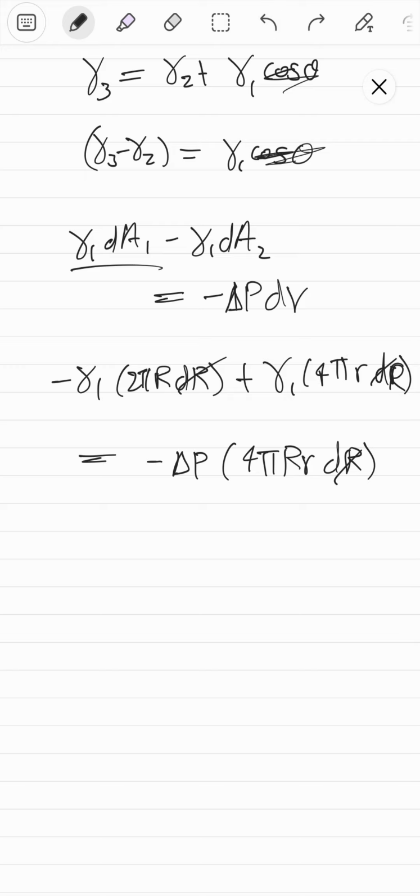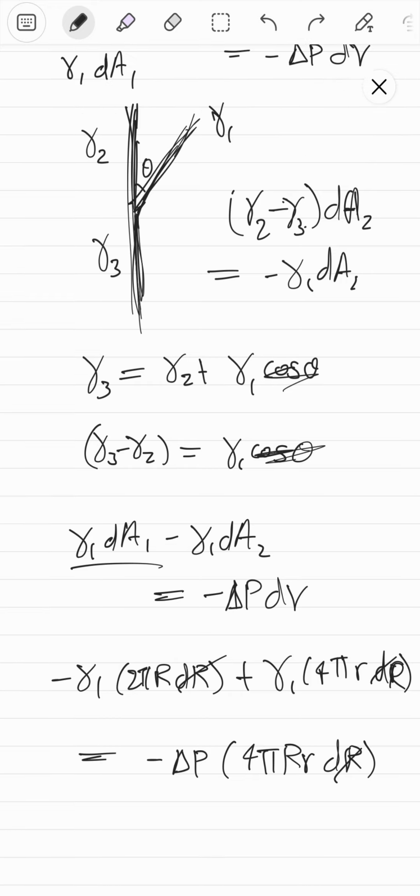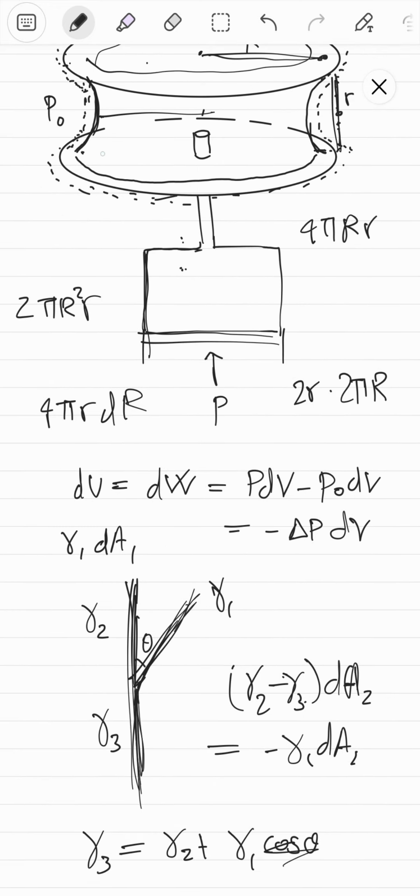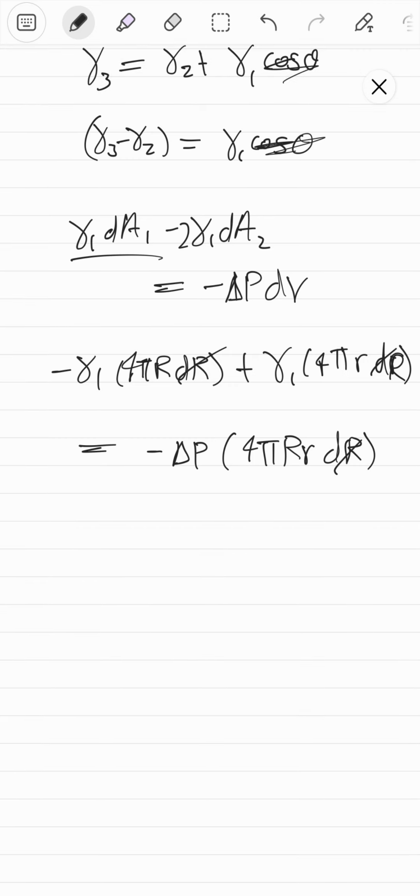Hey, you know what, let's not cancel it yet. I think we messed up somewhere. It's not supposed to be just negative gamma 1 dA2. It's actually supposed to be negative 2 gamma 1 dA2, because there are two such surfaces, right? Exactly. So that's why the first term is actually 2 times what it previously was. So it's this thing, and now 4 pi will cancel out.